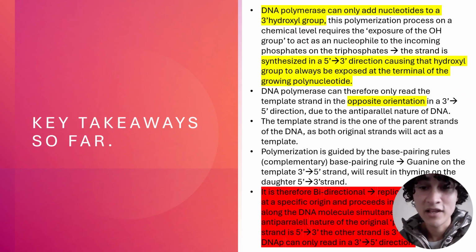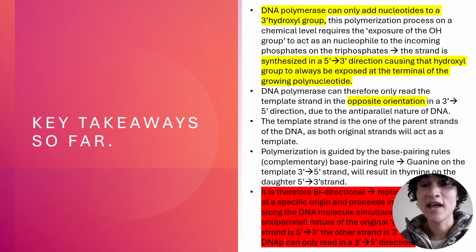Now, DNA replication itself is semi-conservative in nature. What does that mean? It means that one DNA helix will form two daughter helices. Each of those daughter helices is genetically identical to the parent helix, and each contains one strand from the parent helix, which was used as a template strand for DNA polymerase to read in a 3 to 5 prime direction and synthesize its daughter strand in a 5 to 3 prime direction. Why are we synthesizing it in a 5 to 3 prime direction? Because we need that 3 prime hydroxyl group to act as a nucleophile for our incoming deoxynucleotide triphosphates, and that process is critical in nucleic acid polymerization.